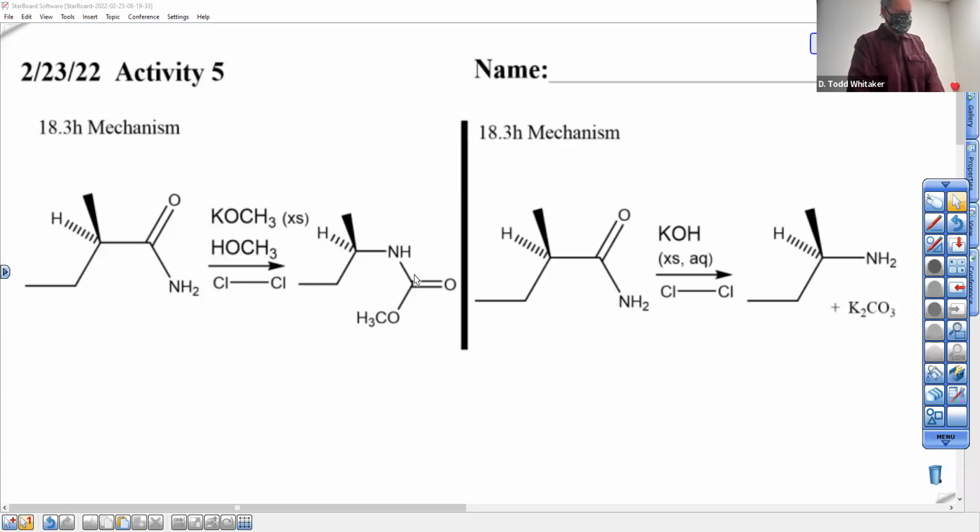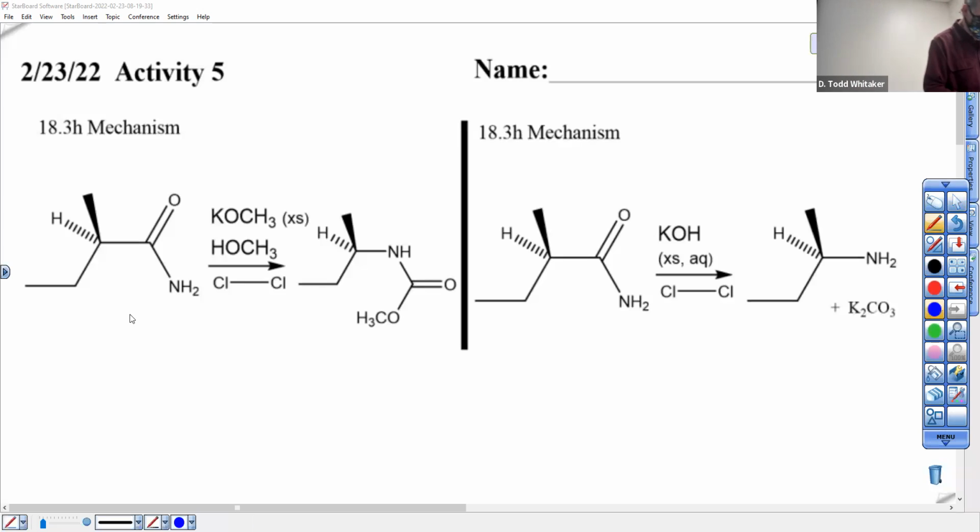Continuing our discussion of reaction mechanisms in Chapter 18. In this case, we're talking about a primary amide. It has to be a primary amide or this reaction doesn't work.